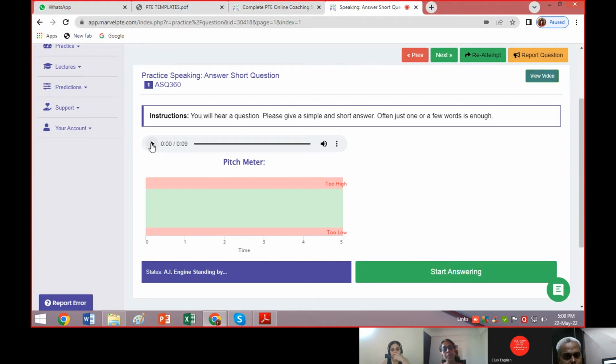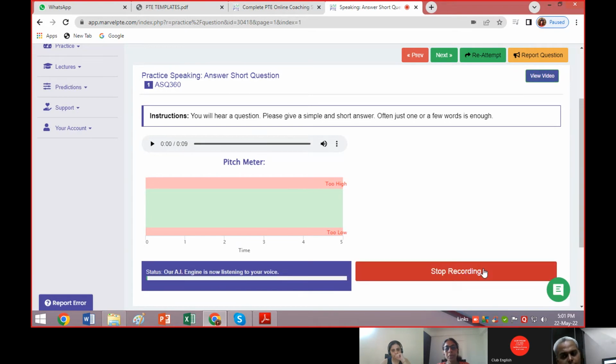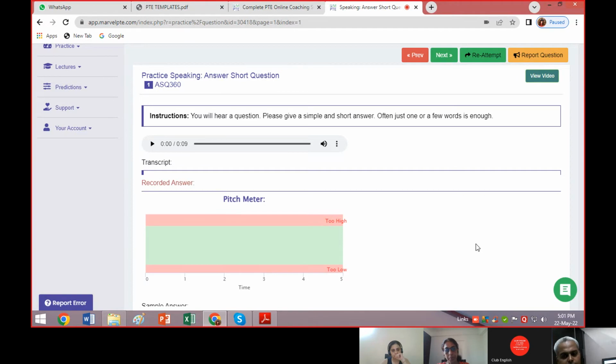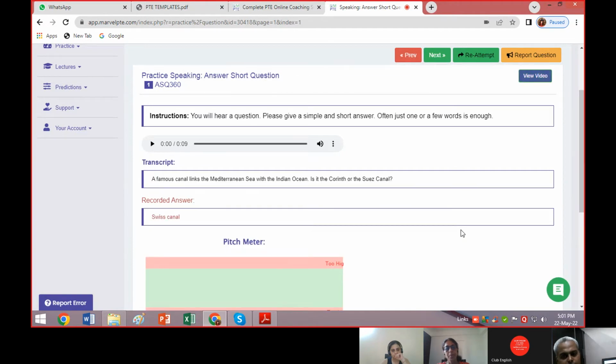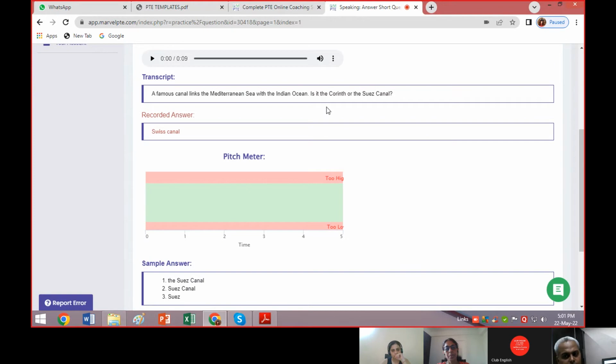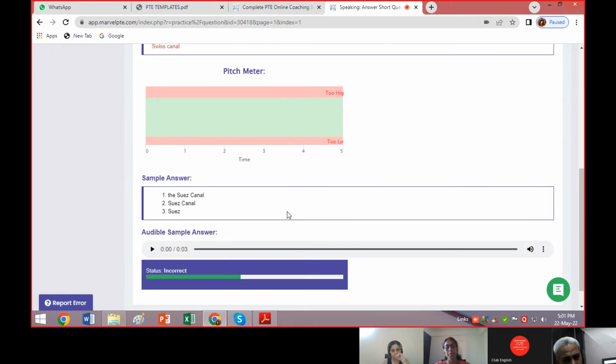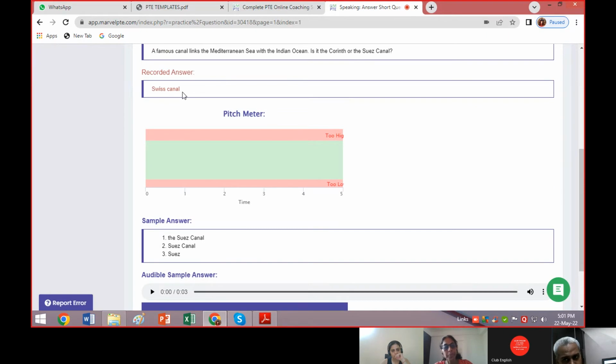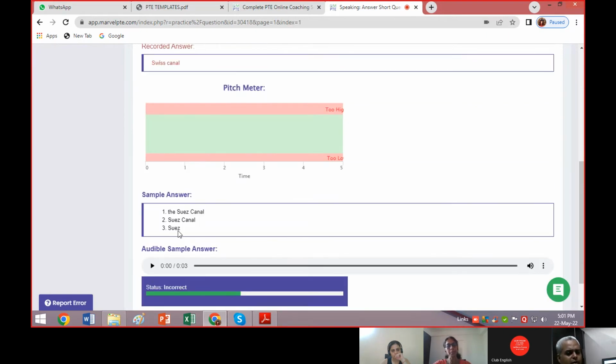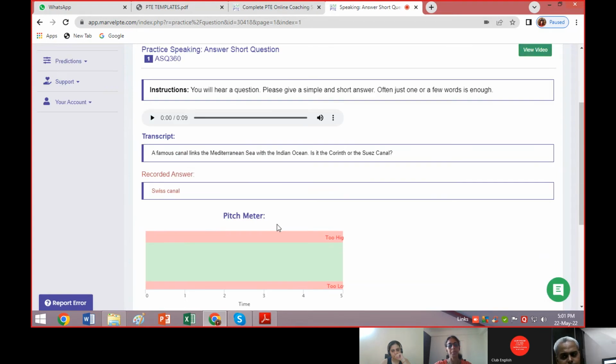Okay, let's see. The famous canal links the Mediterranean Sea with the Indian Ocean. Is it the Corinth or the Suez? The Suez Canal. So it asks whether it is the Corinth or the Suez Canal. The sample answer is like this: Suez Canal, a very simple short answer. You could have spoken any of those: The Suez Canal, Suez Canal, Suez.